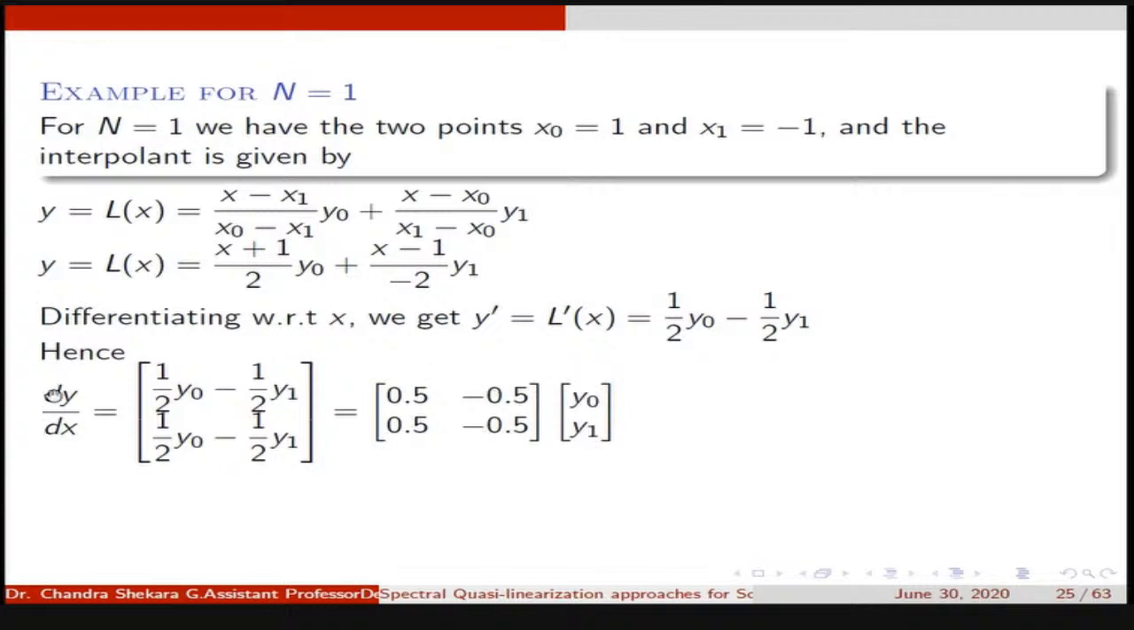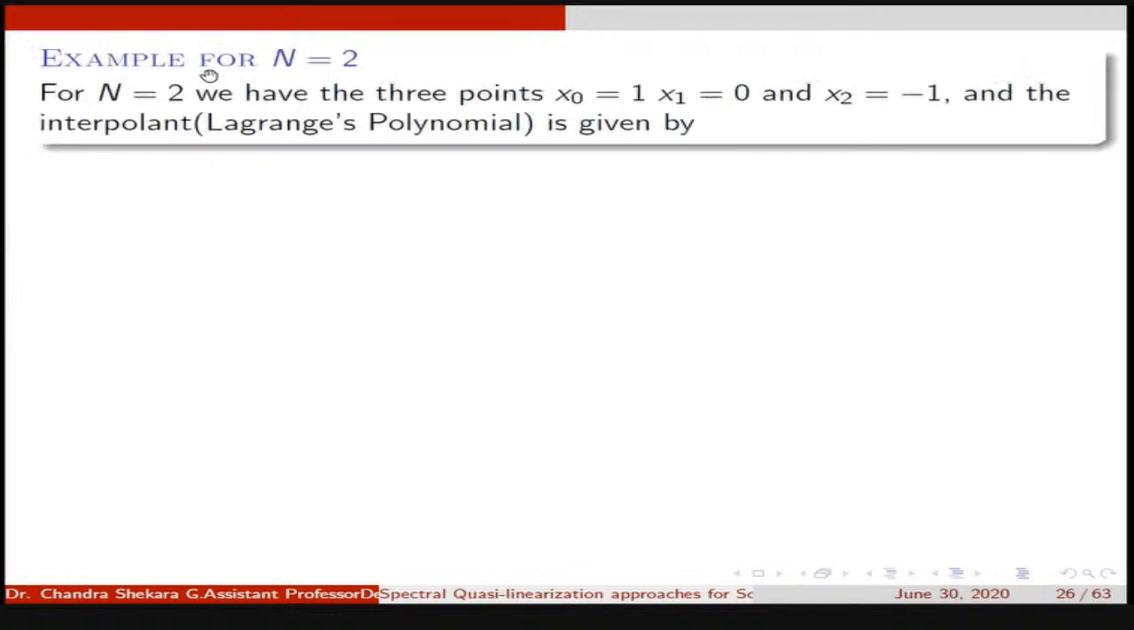Therefore, y dash is mapped to y by means of this differentiation matrix. So we can write dy by dx is just capital D into y. Here I have written D2 because it is a 2 by 2 matrix. If we take one collocation point, then we get a 2 by 2 spectral collocation matrix. It is also called a Chebyshev matrix. And I'll take one more example.